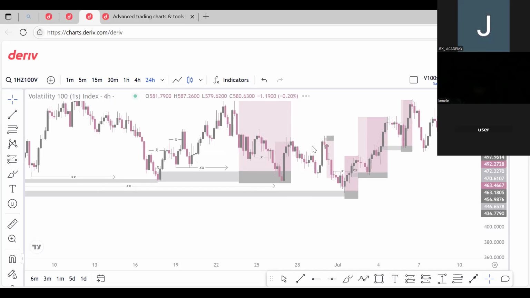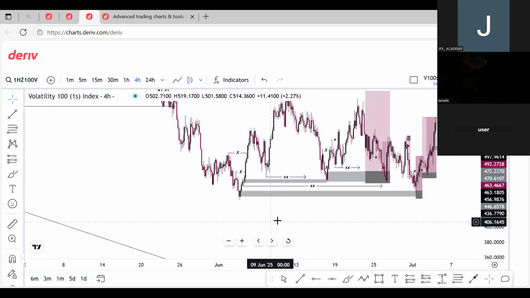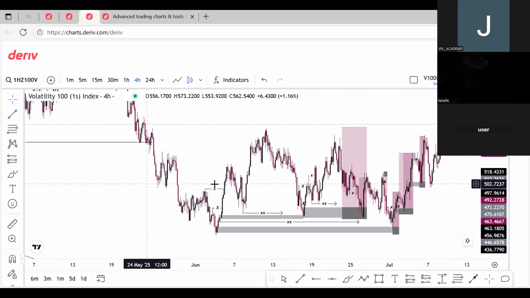Voila, derive more time frame. Anyway, let's use 4 hours for the example. How many minutes do I have left? We have 5 minutes. Okay, let's just explain briefly.